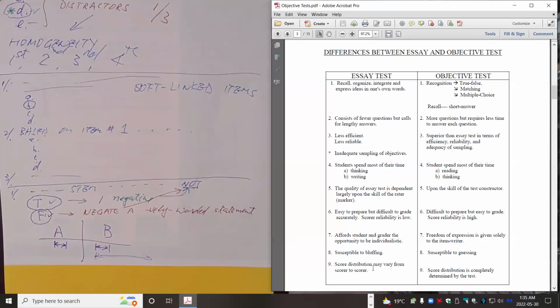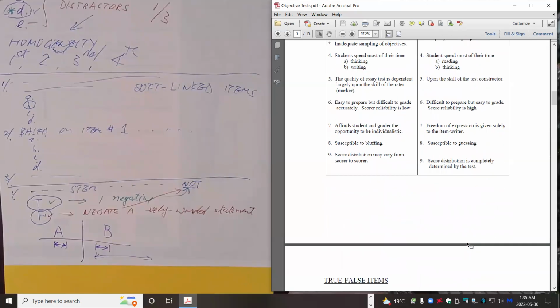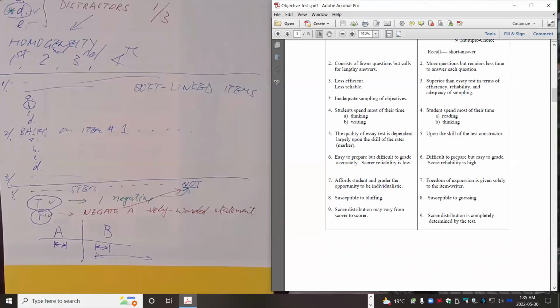Score distribution may vary from scorer to scorer because scorer reliability is low. For objective tests, score distribution is completely determined by the test because of objective scoring. So there is no variability. Here are lots of variabilities. So these are the differences between essay and objective tests. We'll stop here and thank you.